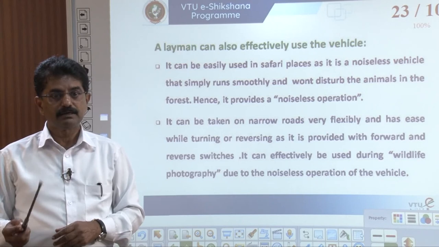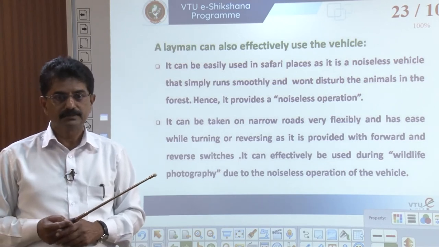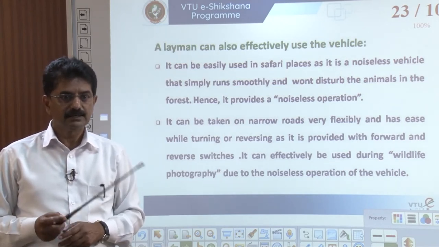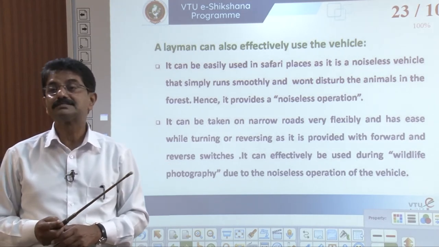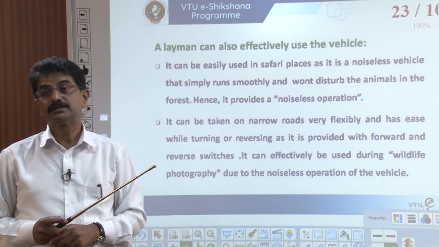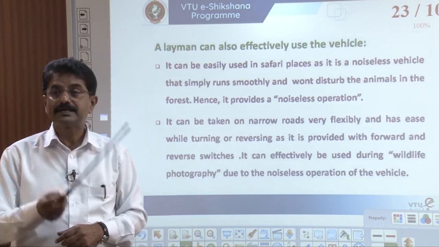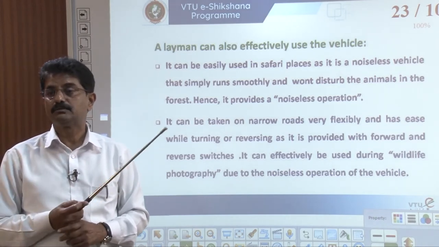It can be taken on narrow roads very flexibly and is easy while turning or reversing, as it is provided with forward and reverse switches. Electric motors can be driven in both directions. We can run the electric motors in both directions.